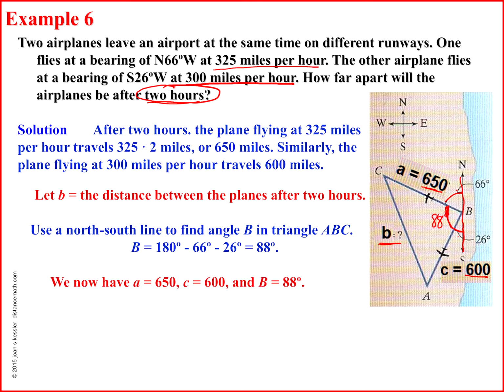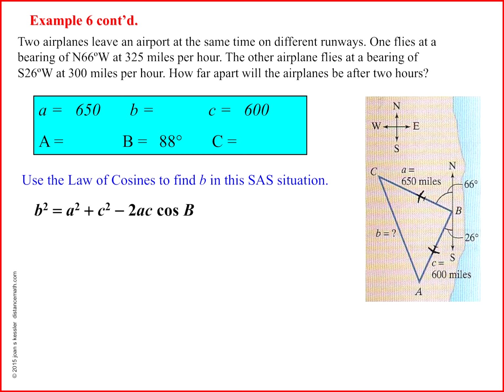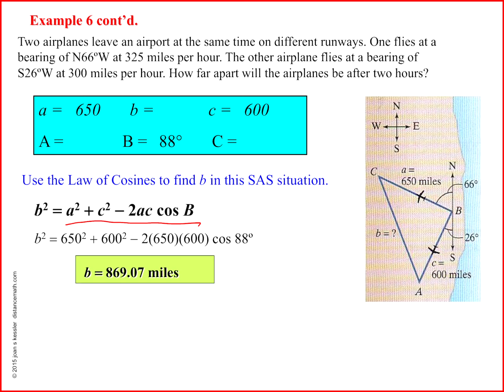Okay, so now we have A, C, and capital B, and we want to find our little b. This is just putting everything in a chart again, if that helps you. Okay, filling in what we know. We want to solve for this little b right here. So in my law of cosines, I do my b, substitute in A, C, and capital B. Plug it in. Again, use your calculator to solve. You should get b is approximately 869.07 miles.